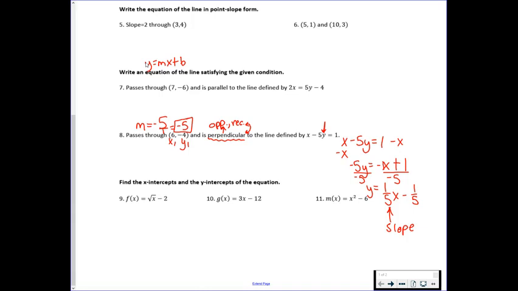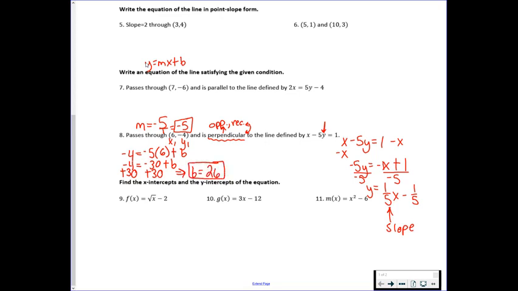I've got an ordered pair. Let's go plug both of those in. My y is negative 4 equals my slope, negative 5, my x1 is 6, plus b. Negative 4 equals negative 5 times 6 is negative 30 plus b. Add 30 to both sides so that b equals 26.